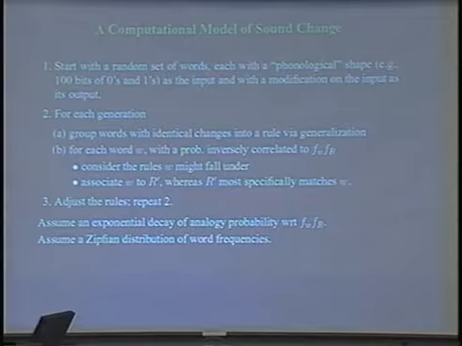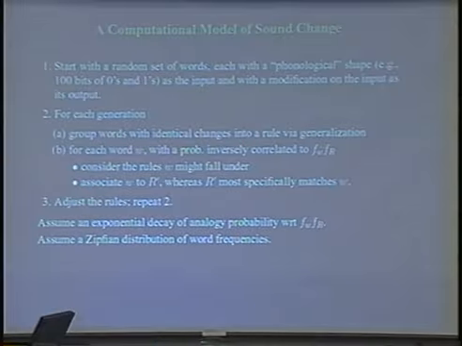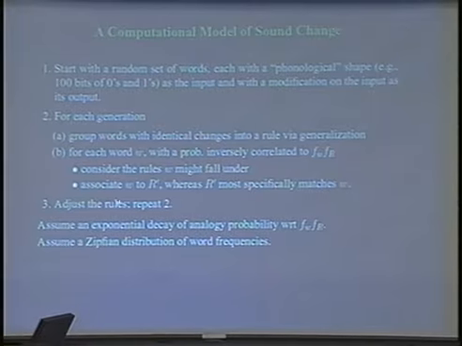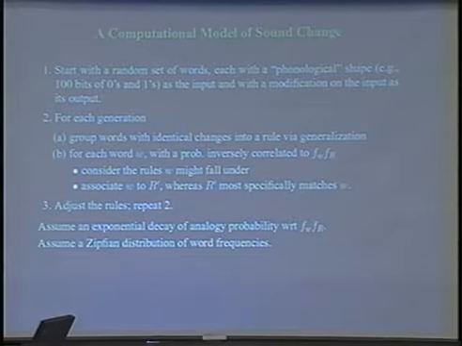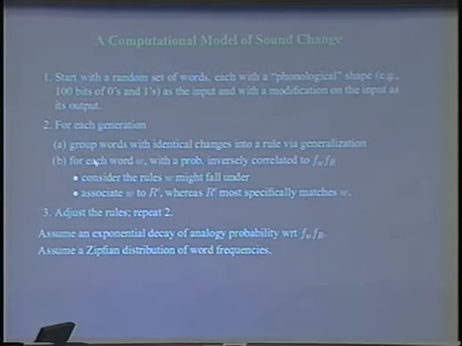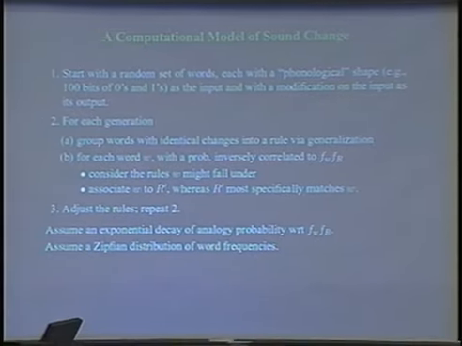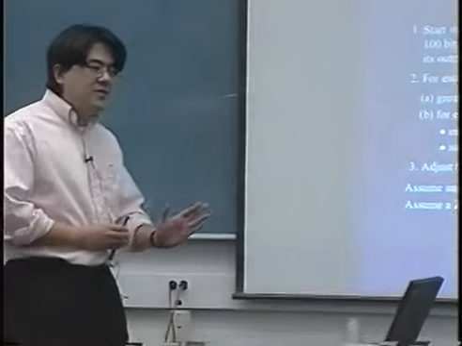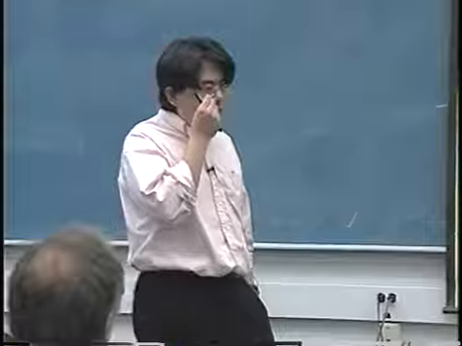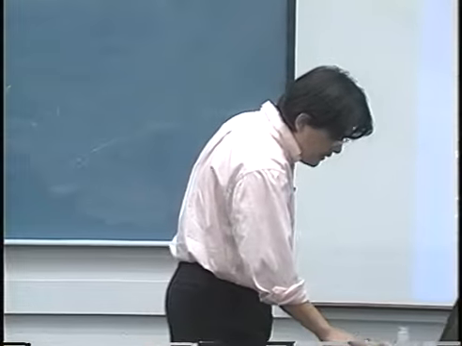So I'm assuming, rather arbitrarily, an exponential decay of analogy probability. This captures the fact, at least in English, that it's the product of the two factors, and it follows this kind of curve. If you're high, you can stay there, but if you're low, you lose your special status pretty rapidly. And I'm assuming a Zipf distribution of word frequencies.